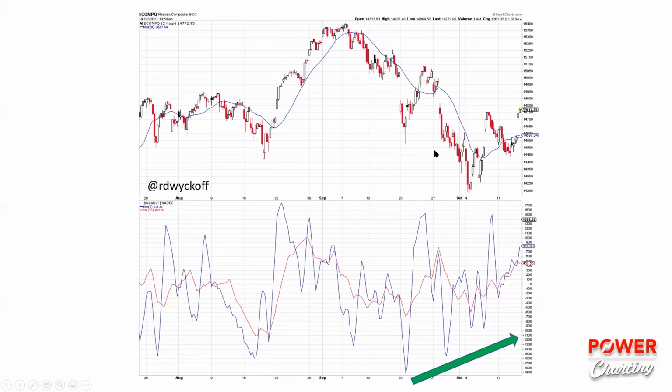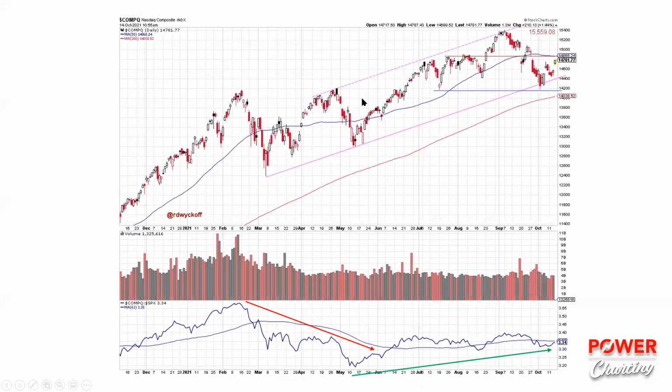And so what is the potential here? Just looking at this, we just saw that it gets us back to above this 15,400 area and gets us to a potentially minor new high. So you can see here's the high.